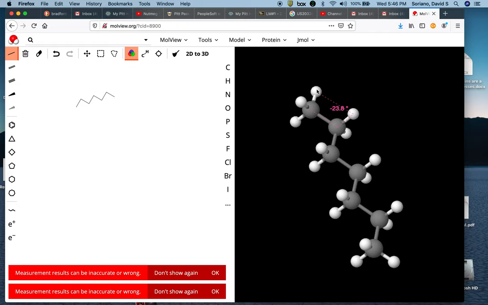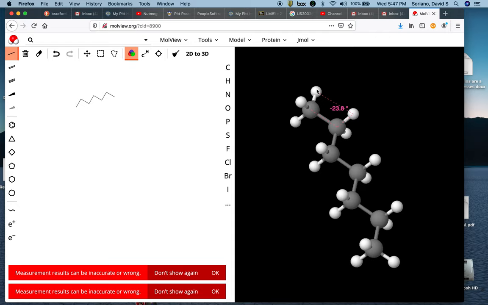Negative 23.8. So the absolute value of that would be a dihedral or torsional angle of 24 degrees. Now we'll be talking about this much more, the so-called torsional angle or dihedral angle. In fact, that measurement is extremely important in biochemistry. You wait and see when you study peptides, polypeptides, proteins. Oh boy, DNA, RNA. Okay, so that's a simple example.